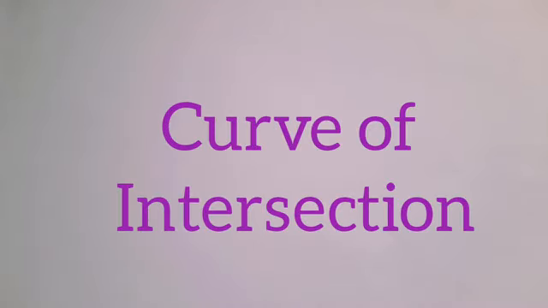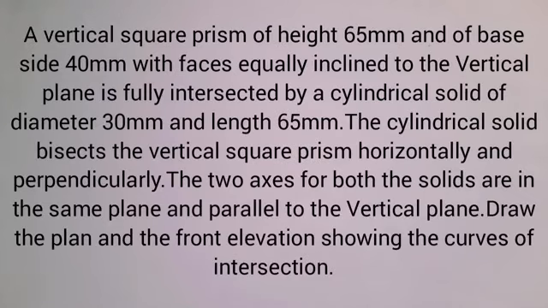Now we are going to look at how to draw the curve of intersection for two solids that are intersecting. A question that we are handling here today is a vertical square prism of height 65 millimeters and of side base 40 millimeters with faces equally inclined to the vertical plane, fully intersected by a cylindrical solid of diameter 30 millimeters and length 65 millimeters.